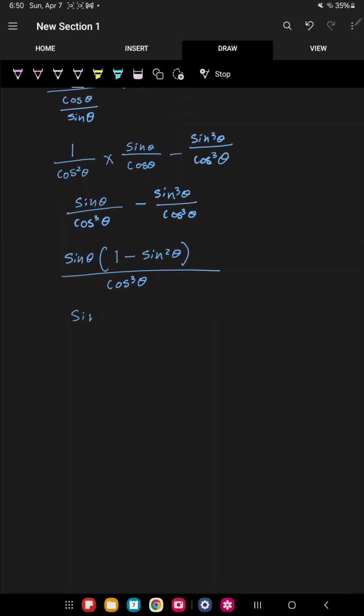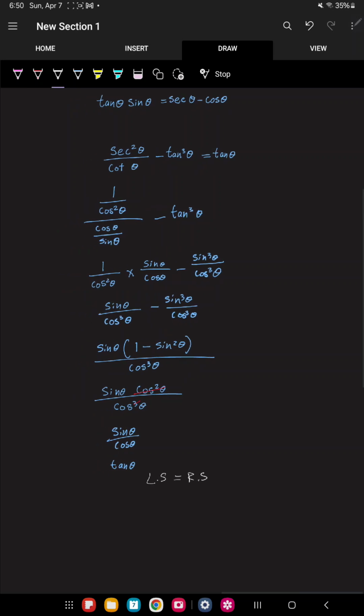So basically we just need to rewrite that as sine theta times cos squared theta over cos cubed theta. And now what we can do is get rid of the cos squared theta in the numerator and get rid of the 3, which we would then be left with sine theta over cos theta. And we know that sine theta over cos theta is equal to tan theta. So now left side is equal to right side, as we can see.